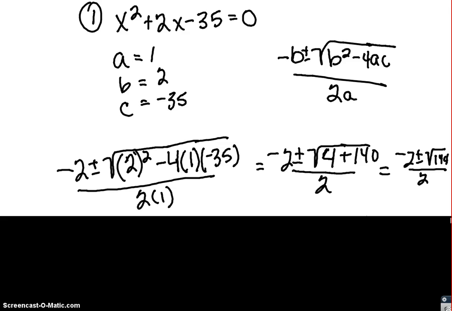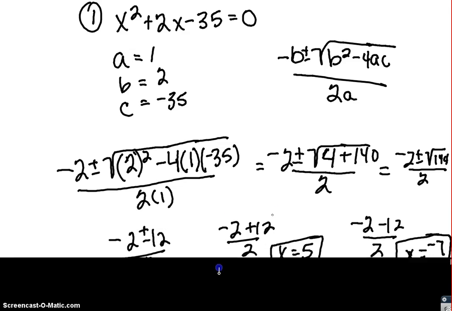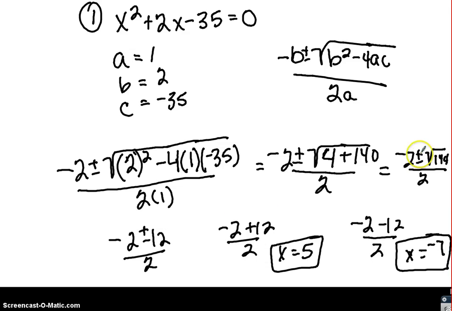Once I get to this step, I'm actually able to simplify it even further. So the square root of 144 is 12. So I have negative 2 plus or minus 12, divided by 2. Now, you know you're going to end up with 2 answers on this problem, so it will help to rewrite it out. So I have a negative 2 plus 12 divided by 2, and I have a negative 2 minus 12 divided by 2.